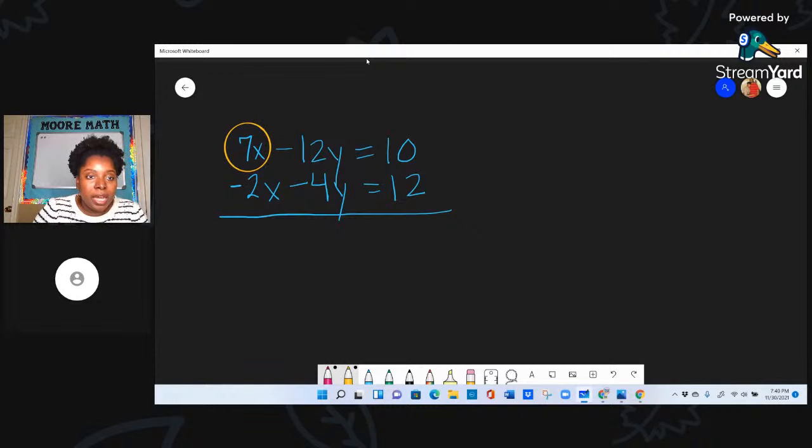When I add them together, I need opposites, okay? So what can I multiply by to get some opposites? I'm going to have to multiply both of these by something. Okay. 14. Okay, so we want to make it a 14, right? Yeah. So you're going to multiply that 7x by what?